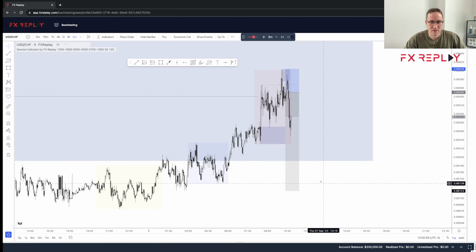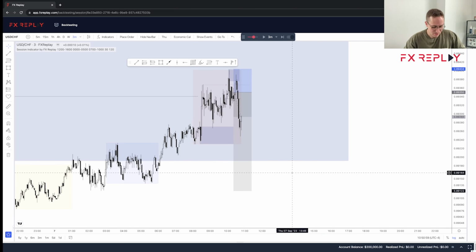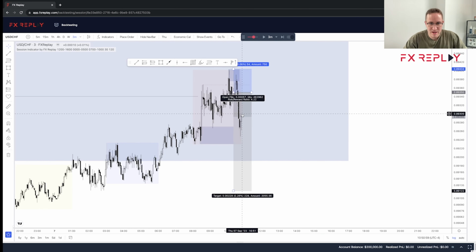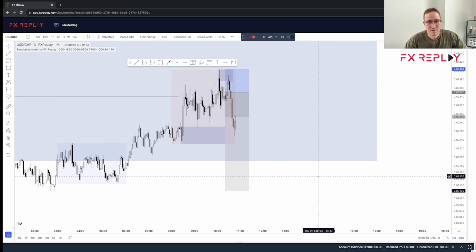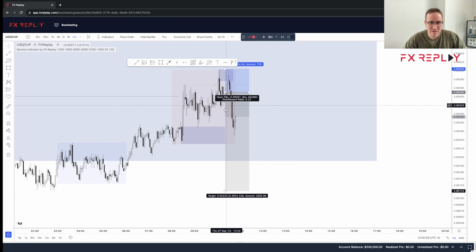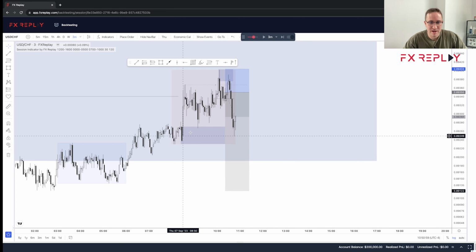It absolutely dumps on me, which is awesome. So at this moment in time, we are sitting at about 11 o'clock, right? I don't like to trade past 11 at all. I'm not a big London close guy, but you can see we ran all this liquidity. We came back into this order block that was holding price.